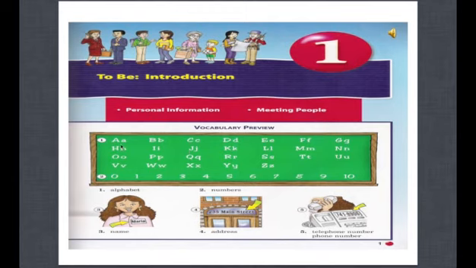I will say the alphabet here and I want you to repeat after me. Okay, let me begin. A, B, C, D, E, F, G, H, I, J, K, L, M, N, O, P, Q, R, S, T, U, V, W, X, Y, Z. Okay, these are the alphabet.